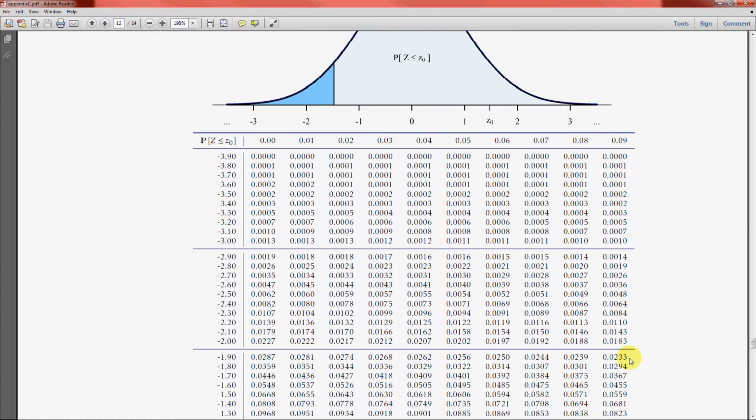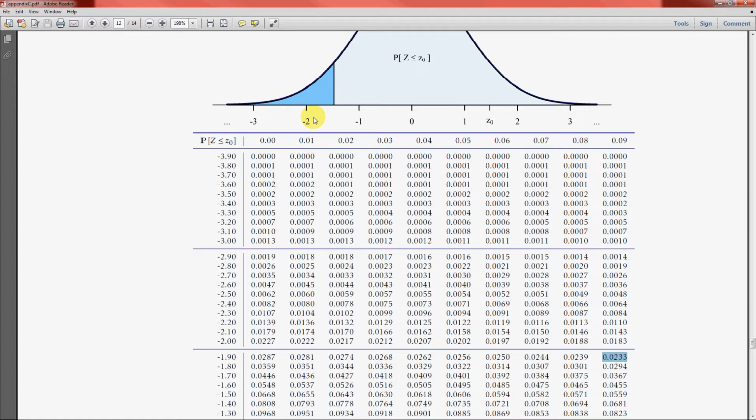And technically, that 0.0233 is the area under the normal curve to the left of the value negative 1.99. And that's all probability is. It's the probability of z being less than negative 1.99.